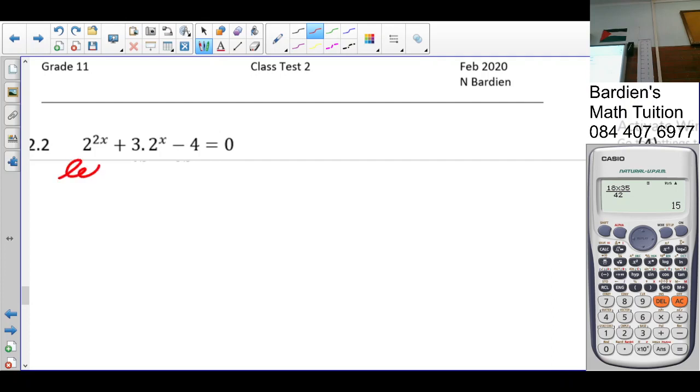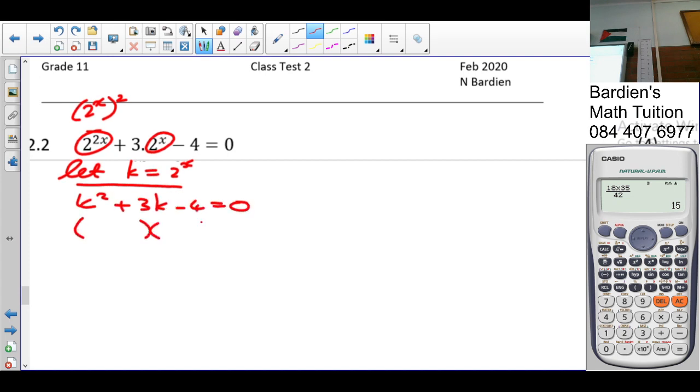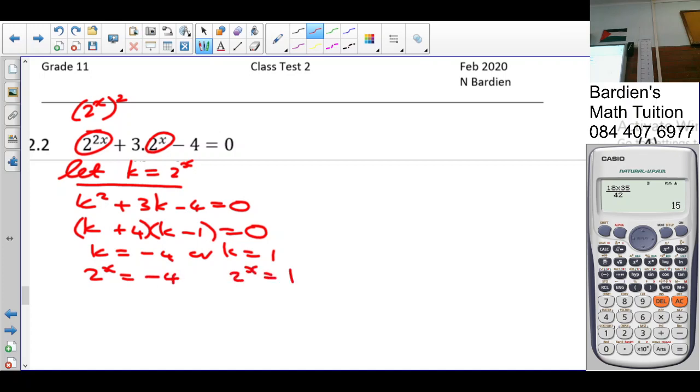This is a quadratic in disguise. So we say let k equal 2 to the x. As we know, 2 to the 2x can be written as 2 to the x, squared. So it's going to be k squared plus 3k minus 4 is equal to 0. Trinomial: k and k, 4 and 1, plus and minus. So k is equal to negative 4 or k is equal to 1. What is k? 2 to the x. So 2 to the x equals negative 4 or 2 to the x equals 1. So that one's not going to work. On the other hand, we got 2 to the x is equal to 2 to the 0. Therefore x equals 0.